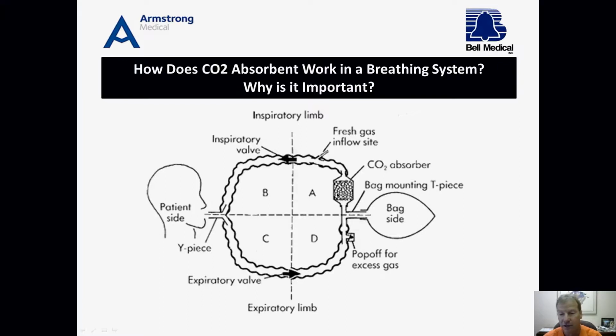What is CO2 absorbent and why is it used? This little area is the CO2 absorbent, and this is simulating a circuit or an anesthesia machine breathing system. All anesthesia machines work on what's called a circle system, and that's what is represented here. The reason is that anesthetic agents are very expensive, and even oxygen is expensive. If the patient can rebreathe some of their own air and anesthetic agents, it reduces the cost of that anesthetic. So all anesthesia machines are set up to do what's called a circle system.